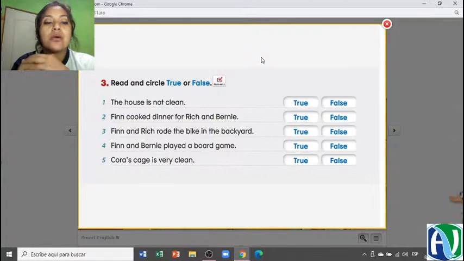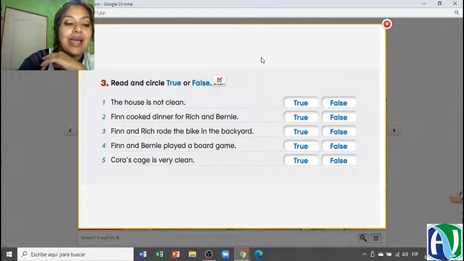Finn and Rich rode the bike in the backyard. Is that true or false? Finn and Bernie played a board game. I don't remember. Is that true or false? You have to write your answers in the chat, okay?